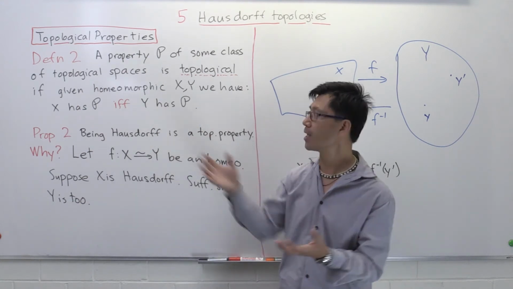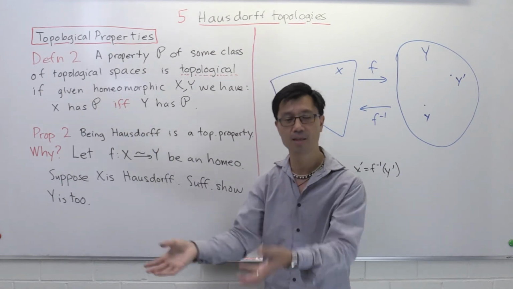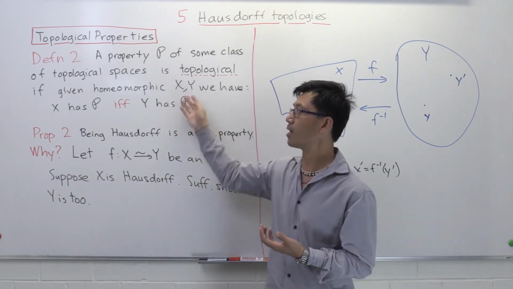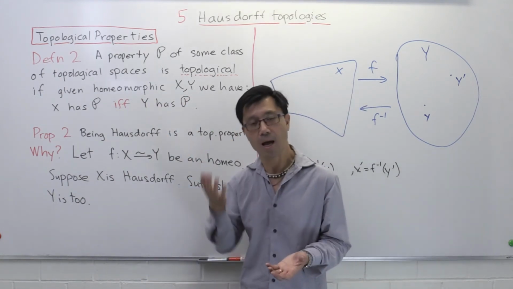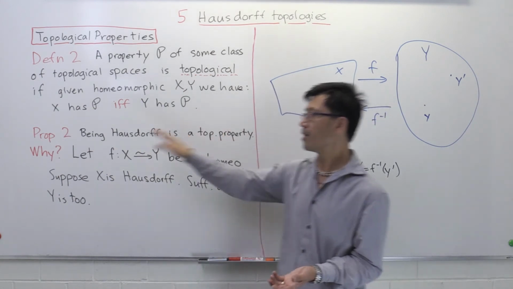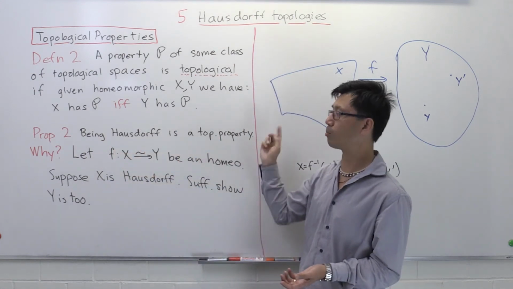So basically, as far as the property is concerned, homeomorphic spaces either both sit in that class with that property, or they both do not. In topology, we're really trying to understand topological properties. This second proposition states that being Hausdorff is actually a topological property.